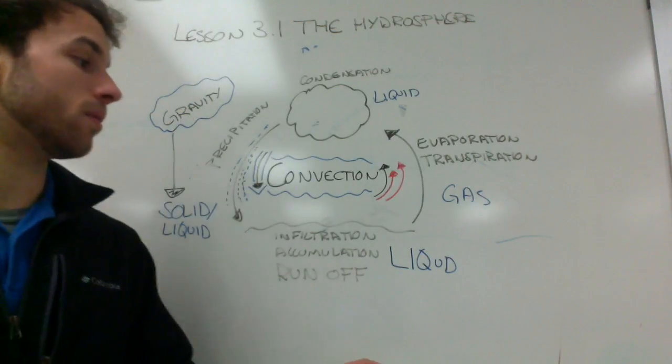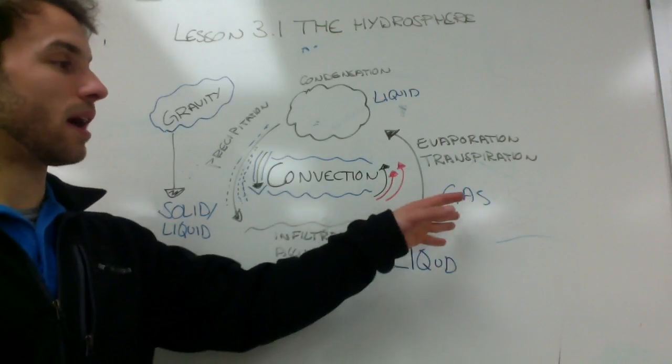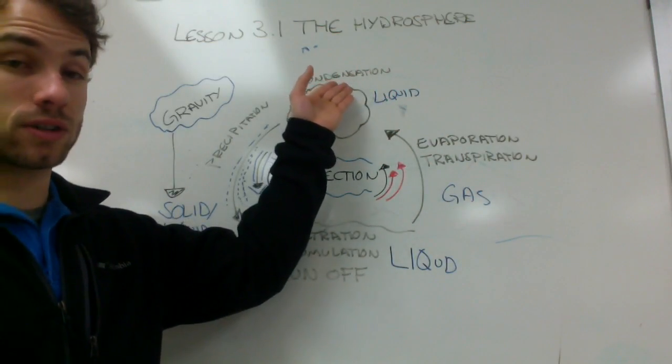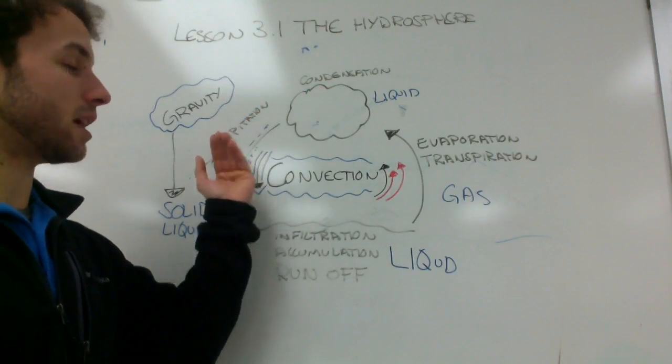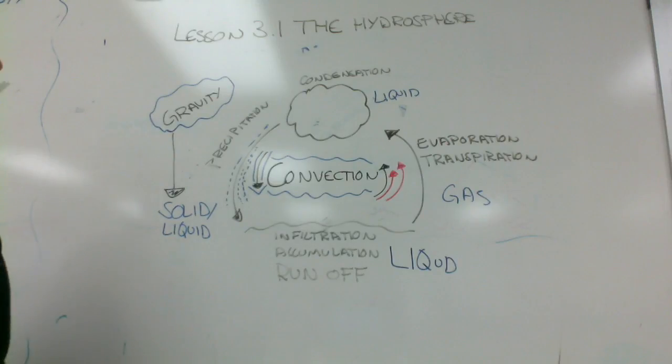So one more time, we go through this. We have accumulated water here on the bottom. We have evaporation and transpiration that moves it to the upper atmosphere, condensation that cools it and returns it to a liquid, and precipitation that, with the help of gravity, causes it to return to the Earth's surface.